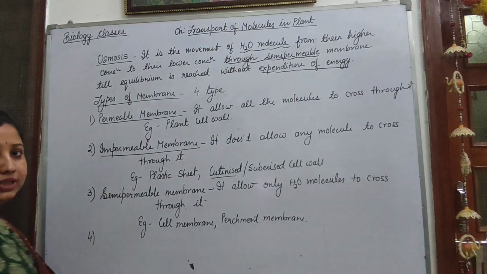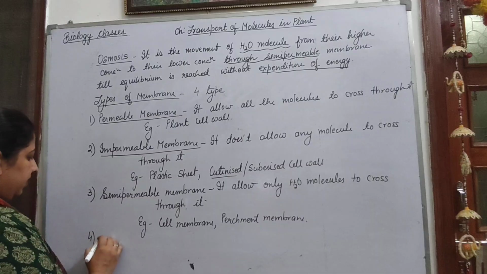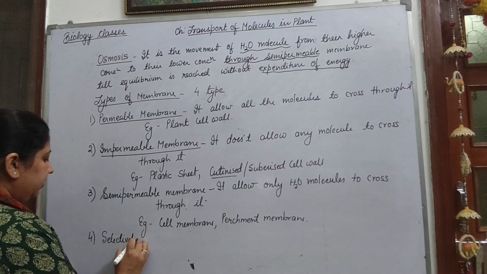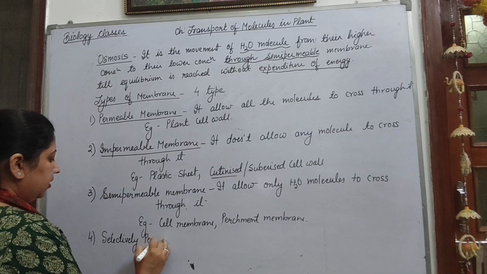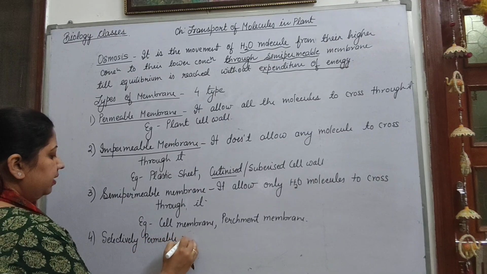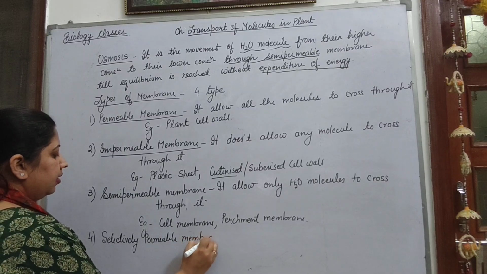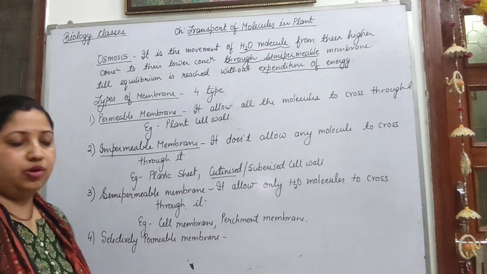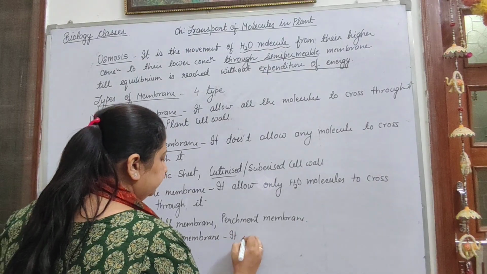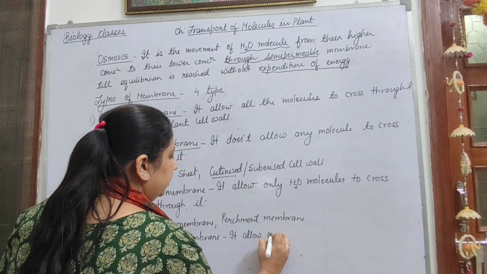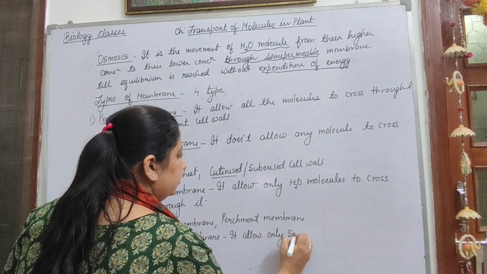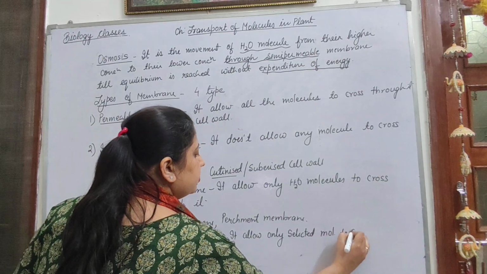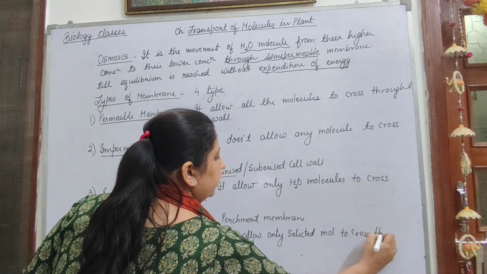The next, the fourth category, is the selectively permeable membrane. Selectively permeable membrane means it allows only selected molecules to cross through it.